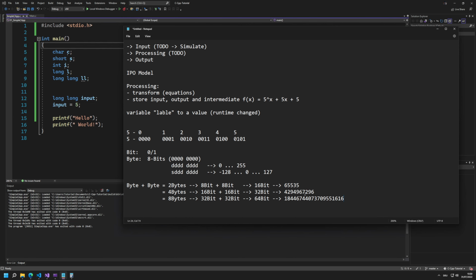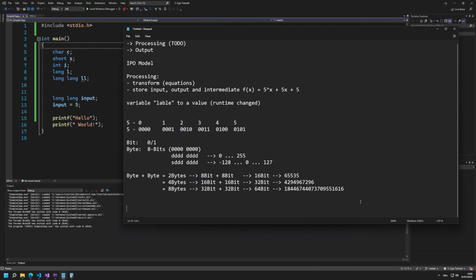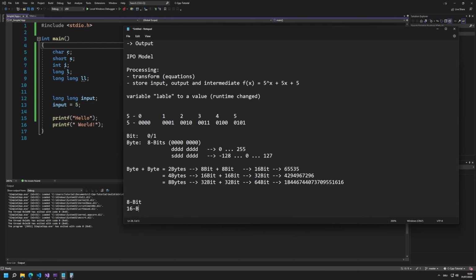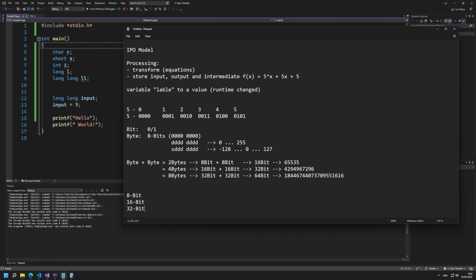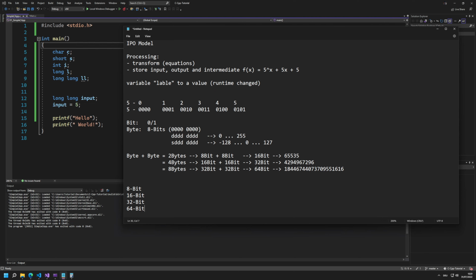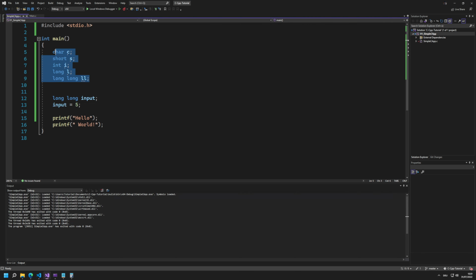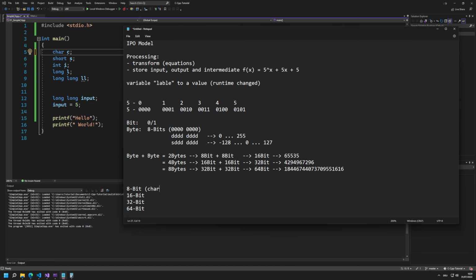Alright, so let's summarize this as 8-bit, 16-bit, 32-bit, and 64-bit. How do these values map to what we got here? Well, a char is most of the time 8-bit. A short is sometimes 16-bit, or many times 16-bit. An int is most of the time 32-bit, and a long is 64-bit, and actually a long long as well.